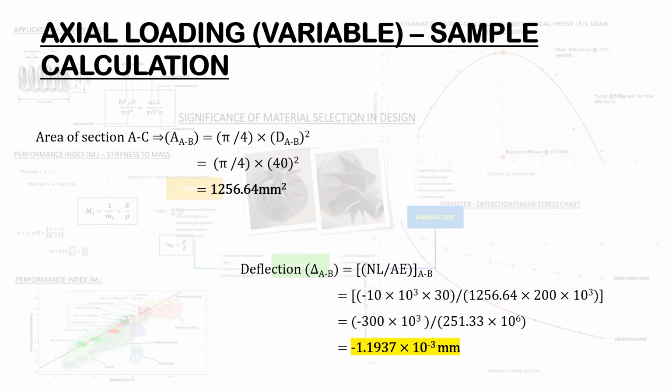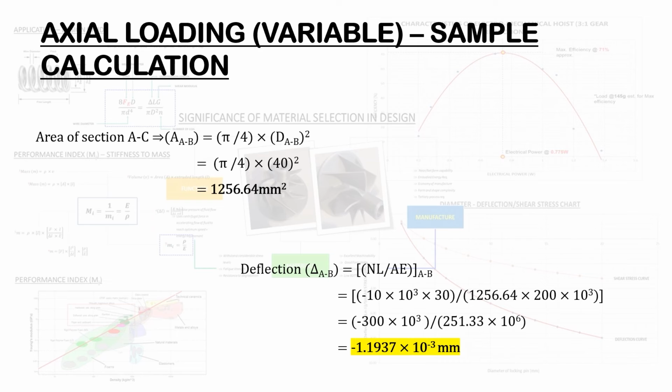This equation comes from the stress-strain equation when combined. So the deflection is equal to N L over A E. N characterizes the internal load within the component, L characterizes the length of that particular section, A is the sectional area, and E is the modulus of elasticity, aka the Young's modulus.